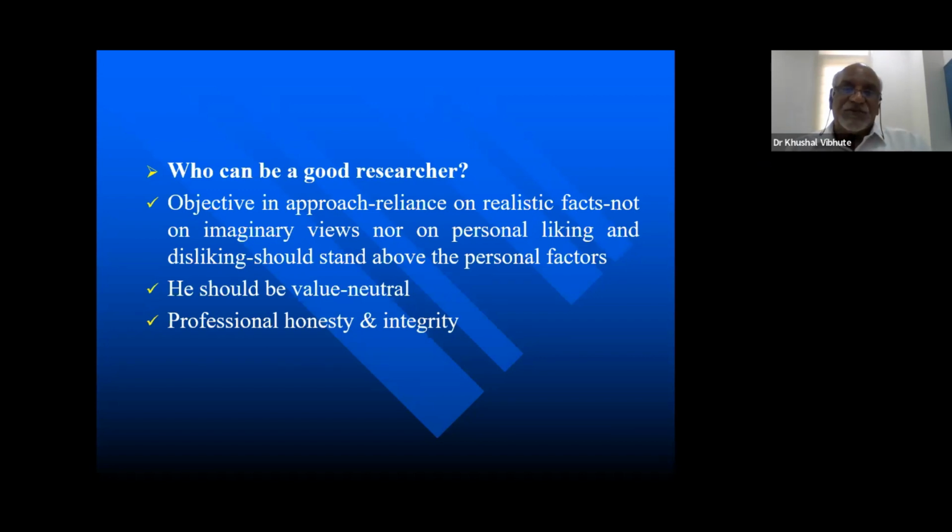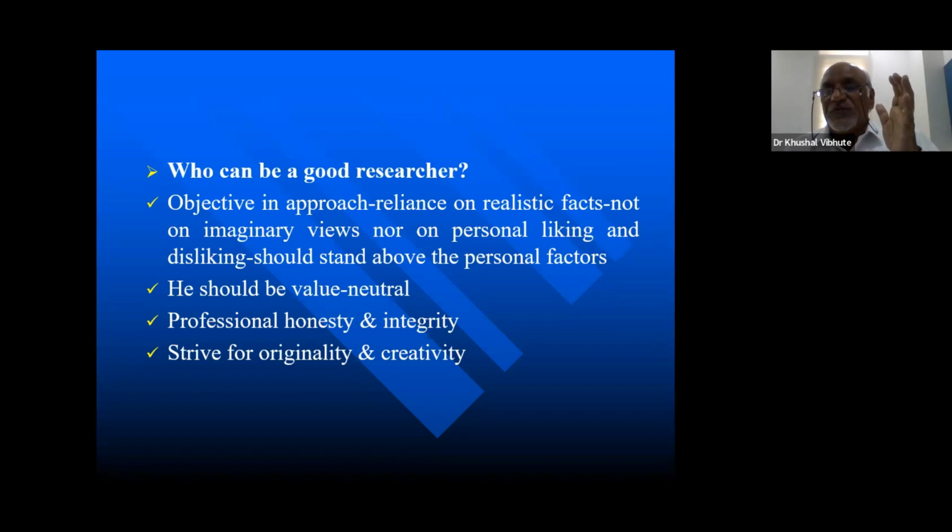And last but not the least, which is a consequence of research, is that you must make every possible effort within your reach to create something original, which you can say is your contribution in the field. Therefore, these are the qualities which you need to keep on reminding yourself when you undertake an inquiry into a legal fact: that you have to be objective, value neutral, honest, and you should strive for some original contribution or creativity in the field from which you identify a legal fact for inquiry. This is what you need to do.